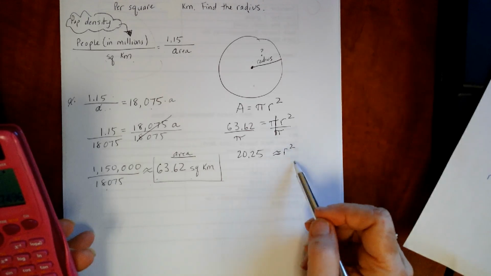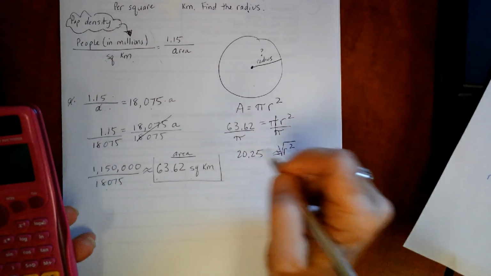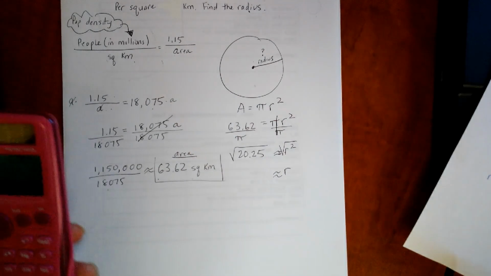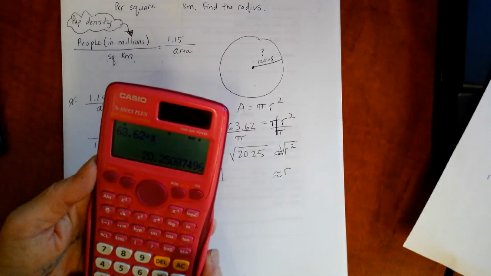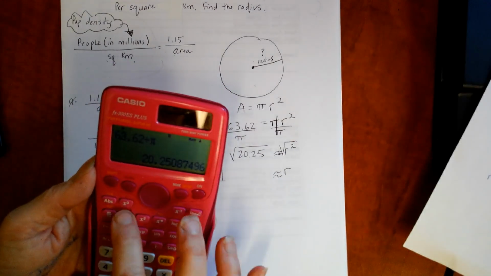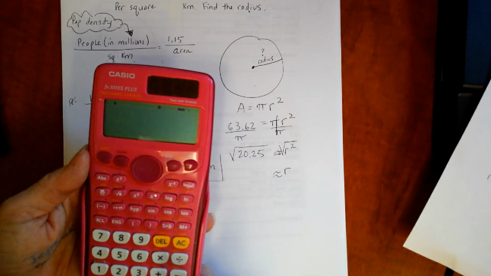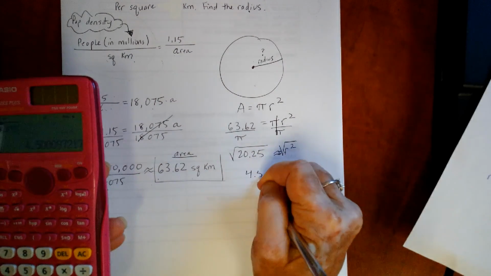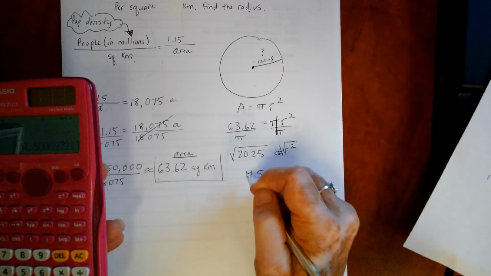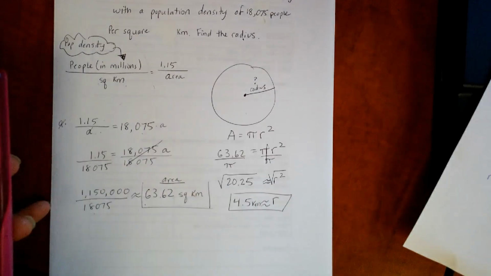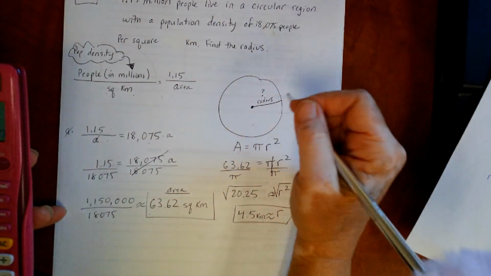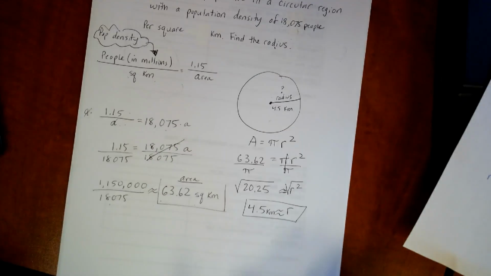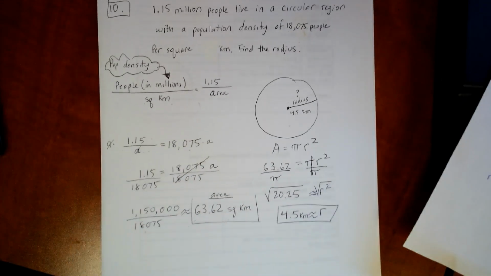And then if that's the radius squared, but I want to know the radius, I have to square root both sides to get the r by itself. So that gives me a radius of about, take the square root of this number. So how can I do that? Square root, answer, equals. So I got about 4.5. And those are kilometers. So now we finally know the answer to the question. The radius of this circle is about 4.5 kilometers. Okay, so that was a long problem. And that's how you could show all your work.